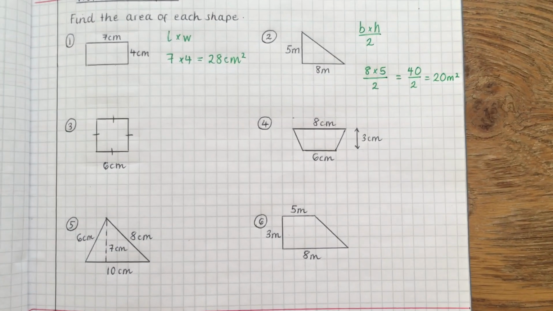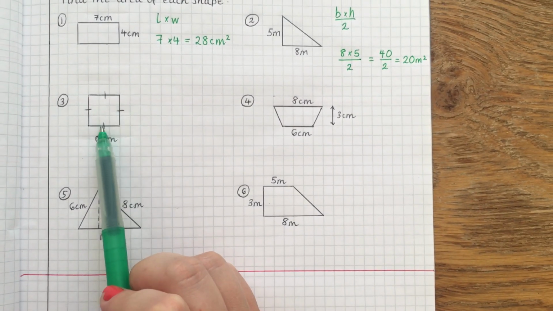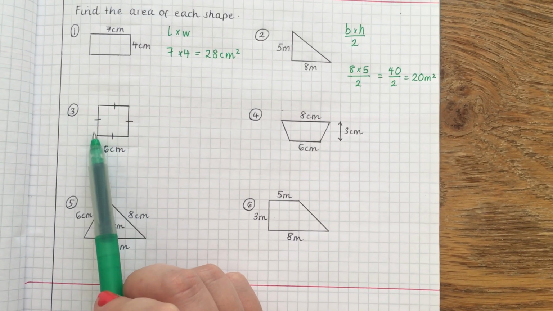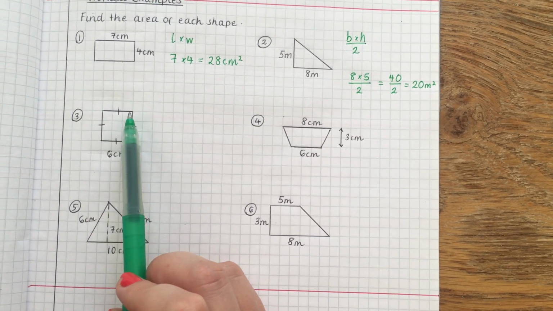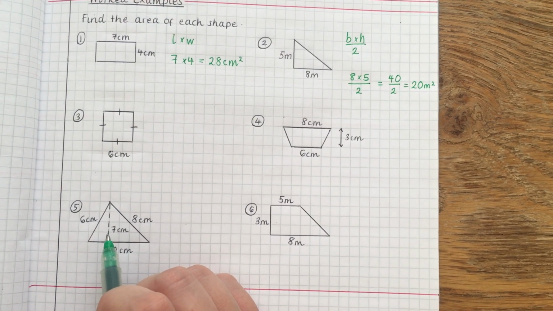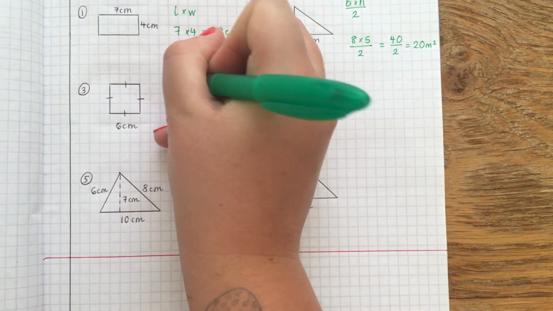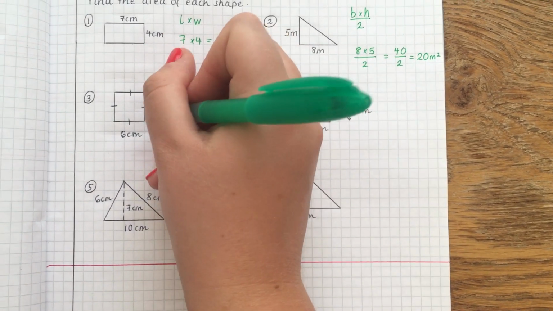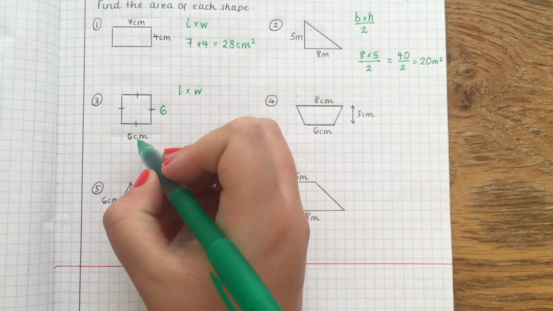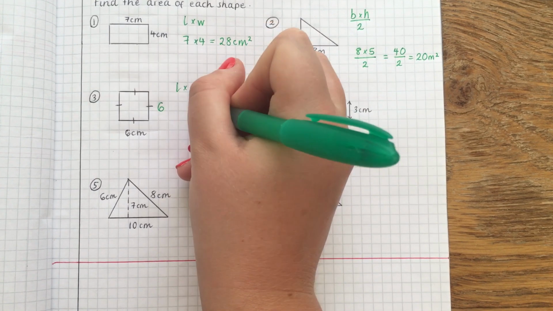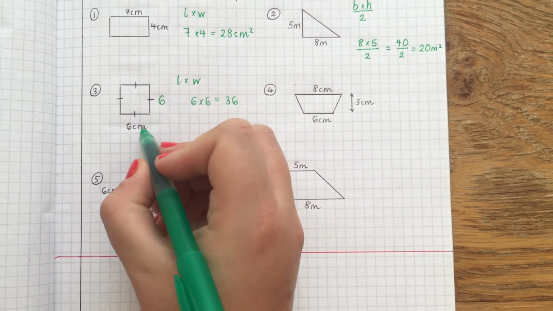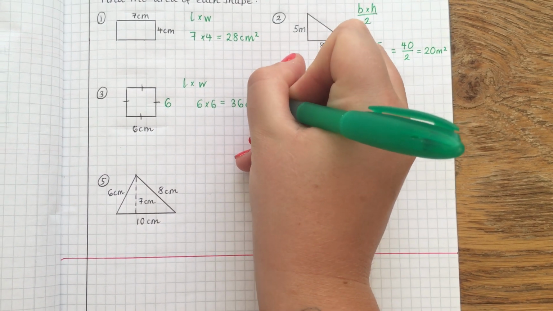Okay, next shape. Now, these 4 lines on the shape mean that these sides are all equal. So if you've got a 4-sided shape with 4 equal sides, that's clearly a square. So a square, same as a rectangle, is length times width. Now, don't forget, square, 4 sides are equal, so this side here is also 6. So we're doing 6 times 6, which gives you an answer of 36 centimetres squared.